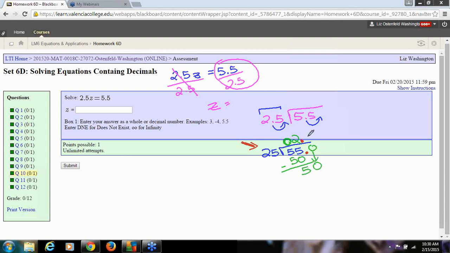Can 25 go into this 50? Yes, it can. Gives me a remainder of 0, which is great. And I know that my final answer is z equals 2.2. Any questions about that one?